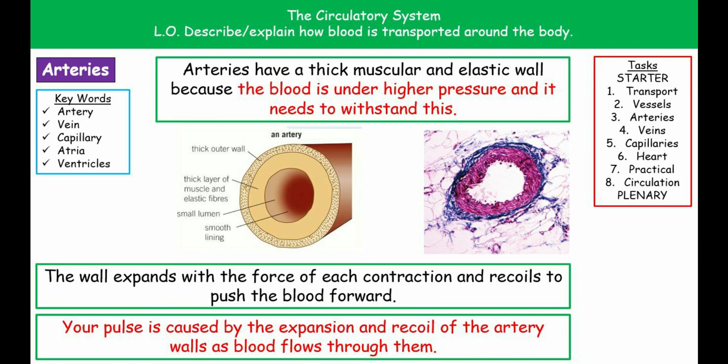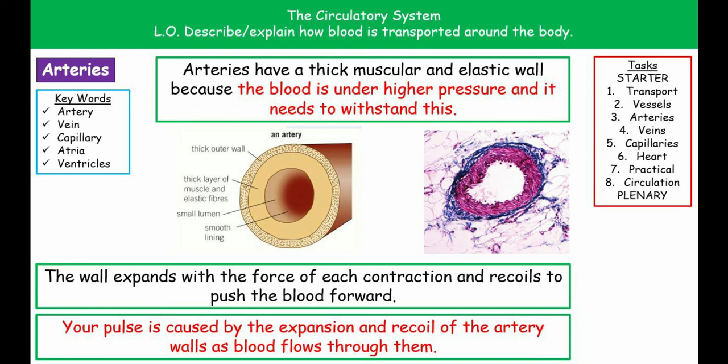So the reason that our arteries have this thick muscular and elastic wall is because the blood that's flowing through the arteries is actually moving away from the heart, so that's where the pressure is highest. Because the blood is under this high pressure, the arteries have to be able to withstand this. So they've got these thick muscle and elastic walls to basically stop them bursting.